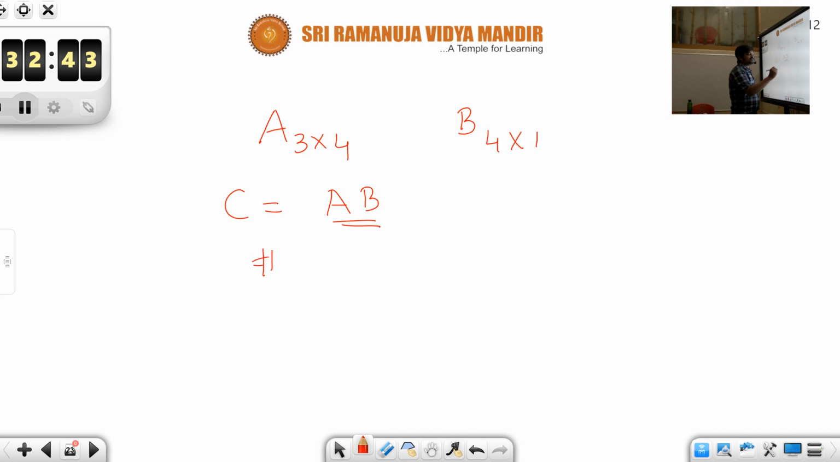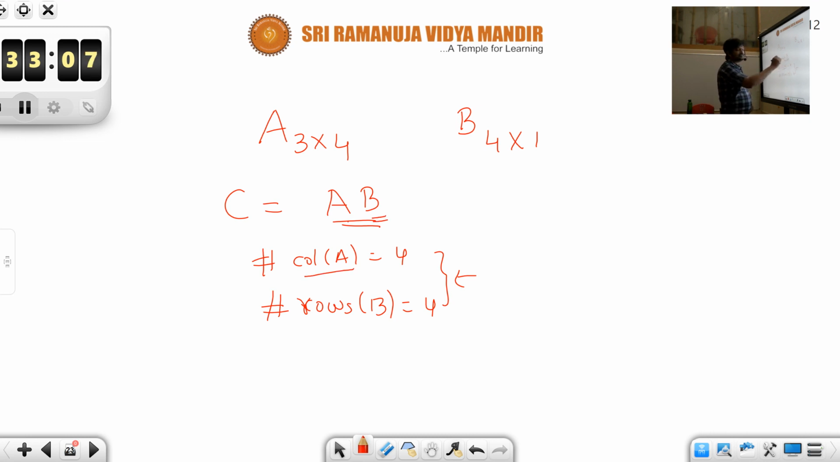What is the number of columns of A? 4. The number of rows of B is also 4. So these two are equal, right? Hence multiplication is possible. Only if the columns of the first matrix and the rows of the second matrix are equal can you multiply two matrices.